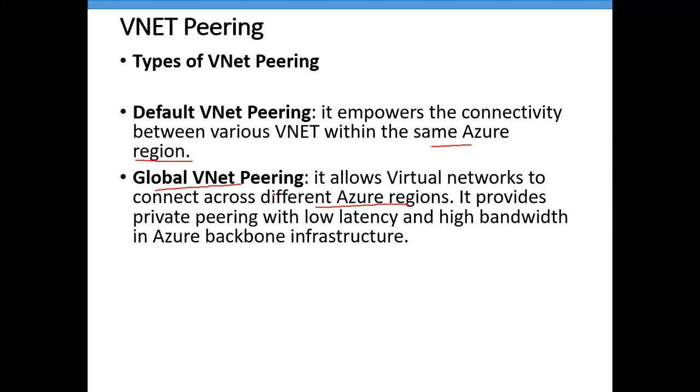The process is the same. There is no change in the process. If I'm creating a default virtual network peering or a global virtual network peering, concept wise and process wise, it is completely the same. The only thing is we have different names here. One in the same region is called default virtual network peering. The one in a different region is called global virtual network peering. But the process and steps are all the same.